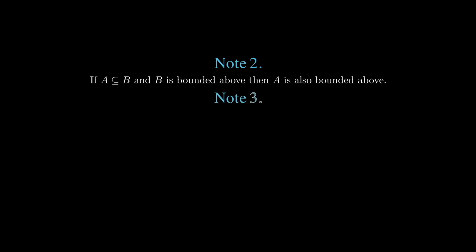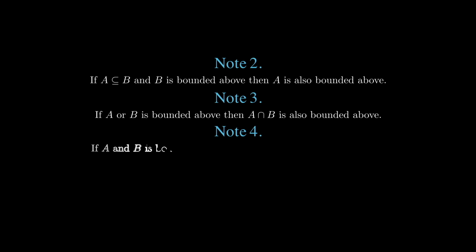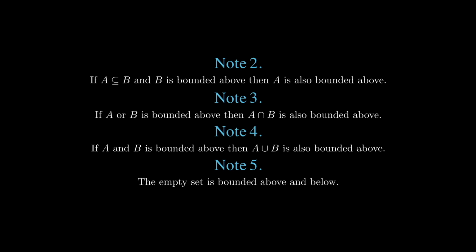Some interesting related statements that may prove useful in the future are: if A is a subset of B and B is bounded above, then A is also bounded above. If A or B is bounded above, then A intersect B is also bounded above. If A and B are bounded above, then A union B is also bounded above. And lastly, the empty set is bounded above and below.